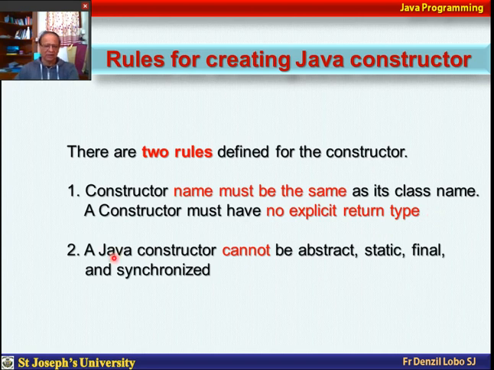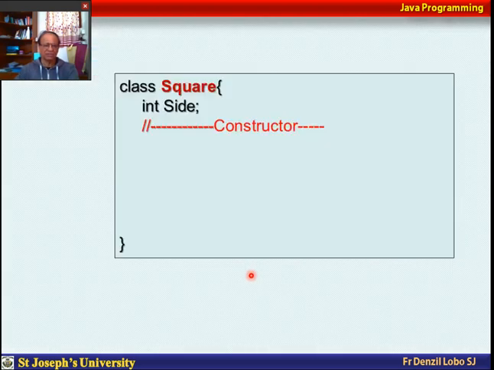A Java constructor cannot be abstract, static, final, or synchronized. We'll come to know what abstract and static are, but just remember that we don't give any type here like abstract, static, etc. So let us get into constructors.